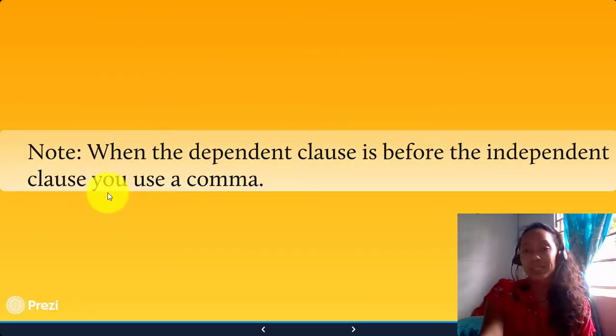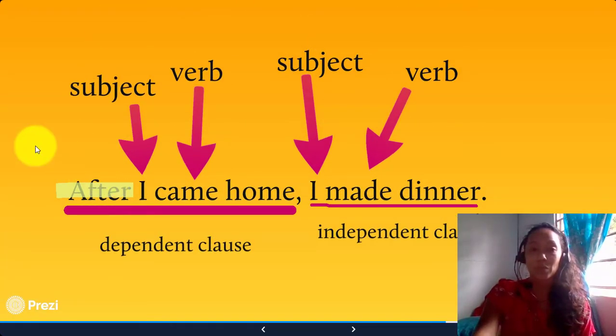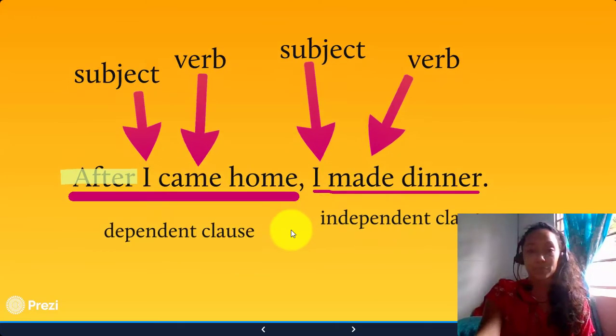When the dependent clause is before the independent clause, you use a comma, just like this example. So let's say this subordinate clause, also known as the dependent clause, starts the sentence. Notice that there is a comma there. So if you have a word like because or if or after and the rest of the clause, you will put a comma right there.